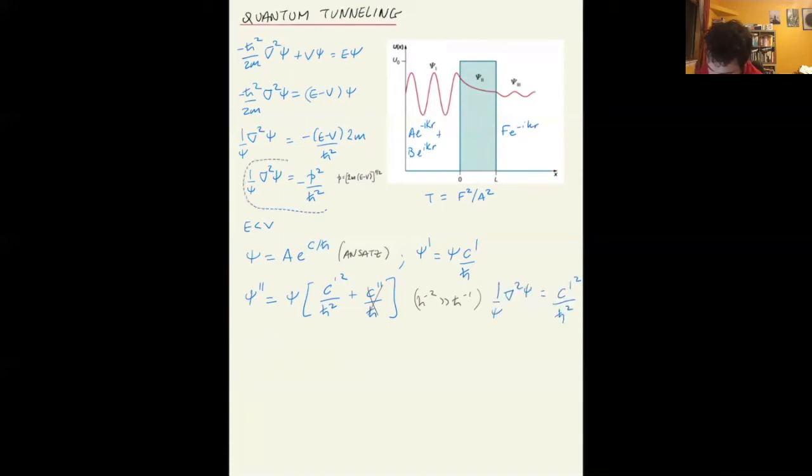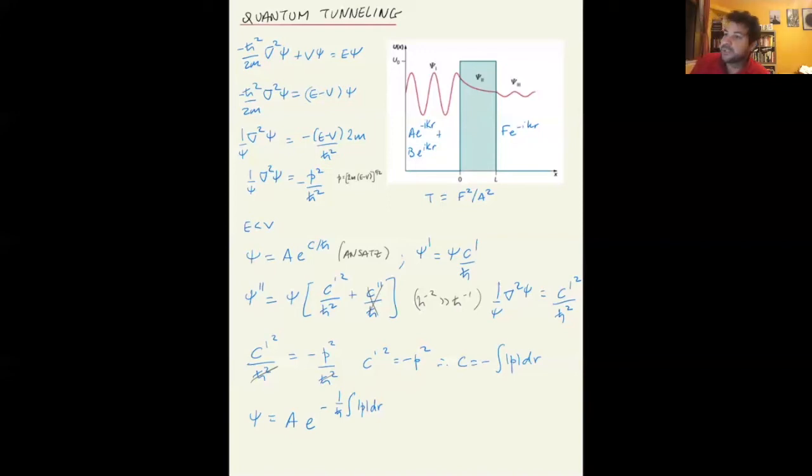Substitute that in the Schrödinger equation, and that is simply c prime squared over h bar squared is equal to minus p squared over h bar squared. How nice is that? The h bar simply cancel out. So c prime squared is equal to minus p squared. That means that c is equal to minus the integral of the modulus of the momentum in r. So substituting c back in the ansatz, you have psi is equal to the amplitude times the exponential of minus 1 over h bar times the integral of the modulus of the momentum in r.